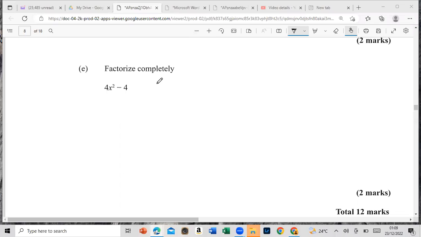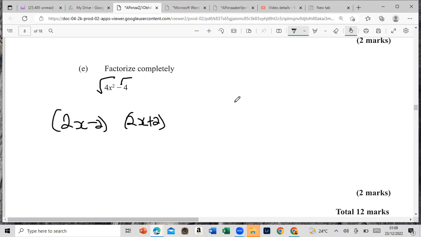All right, let's move on to the final one. This is worth 2 marks, and it says factorize completely. There are 2 ways we can do this, guys. I'm going to do it both ways. We can use a perfect square, so we find the square root of both of these. What number do you multiply by itself to give you 4x squared? That would be 2x. What number multiplied by itself gives you 4? That is 2. So this is one positive and one negative. That's one way to look at it.